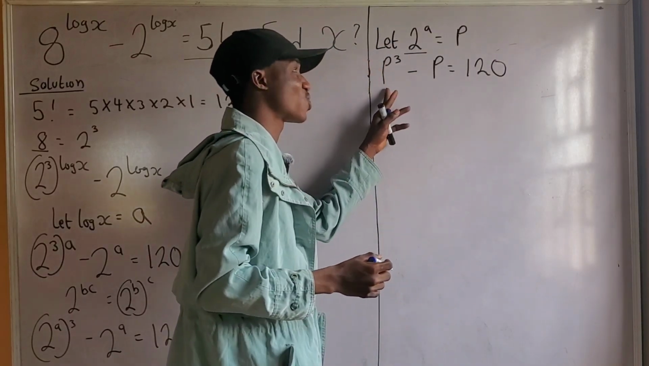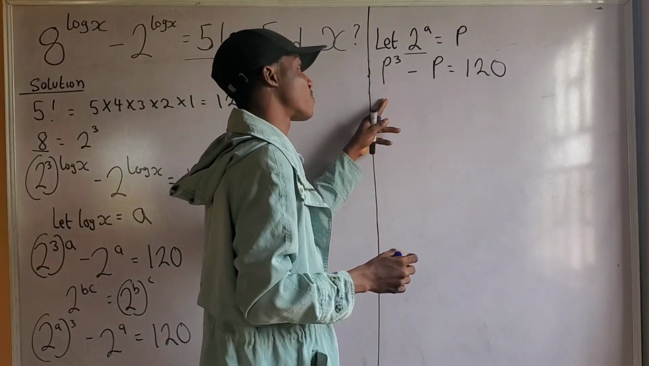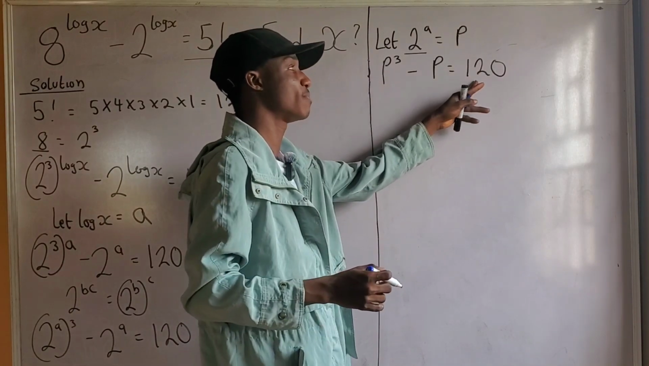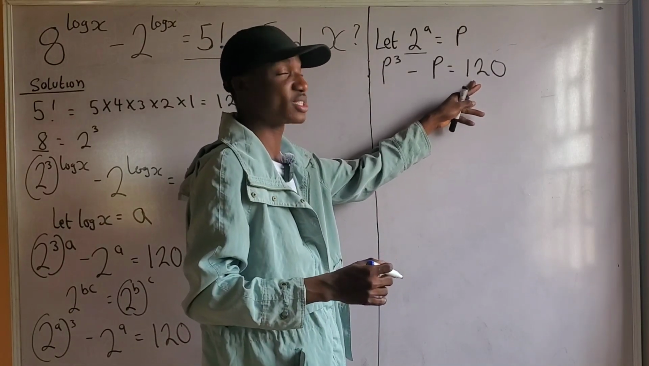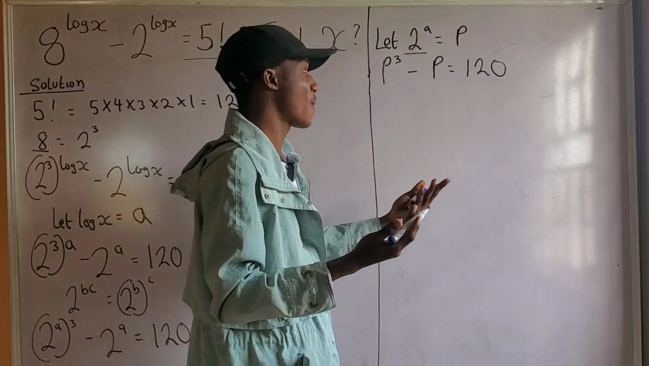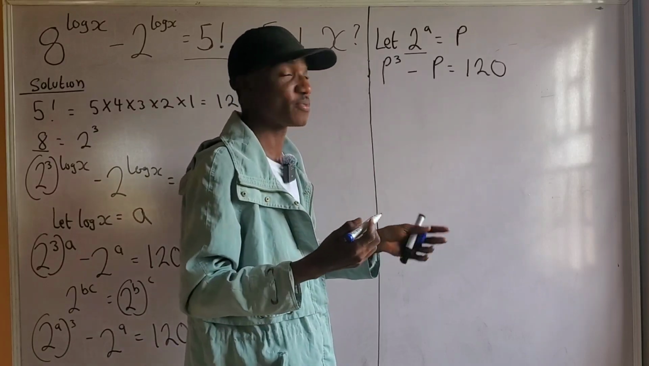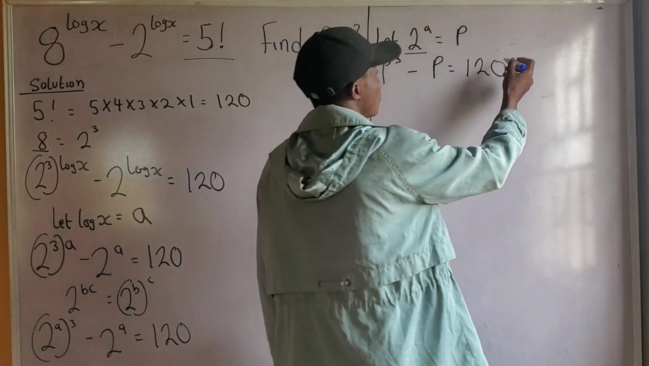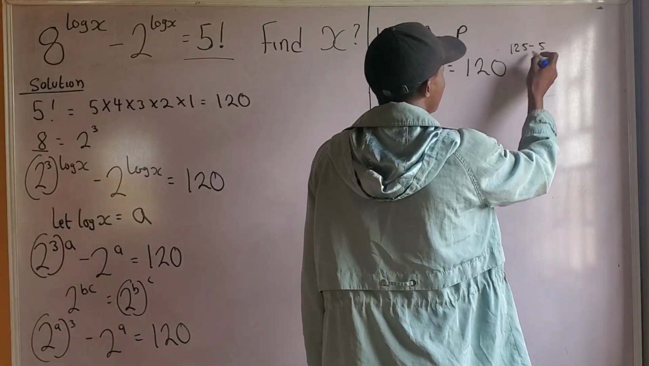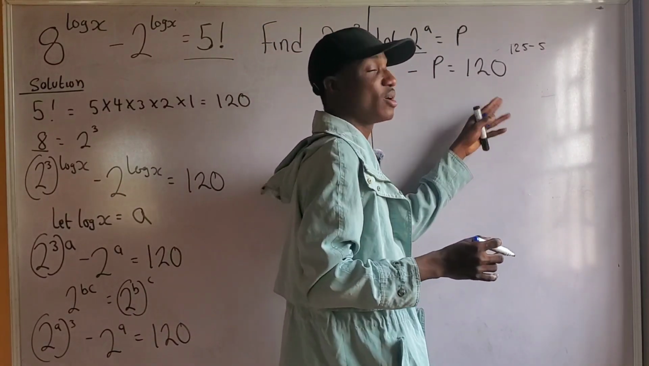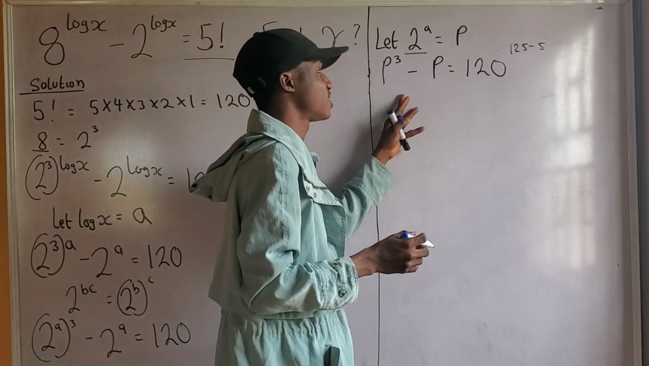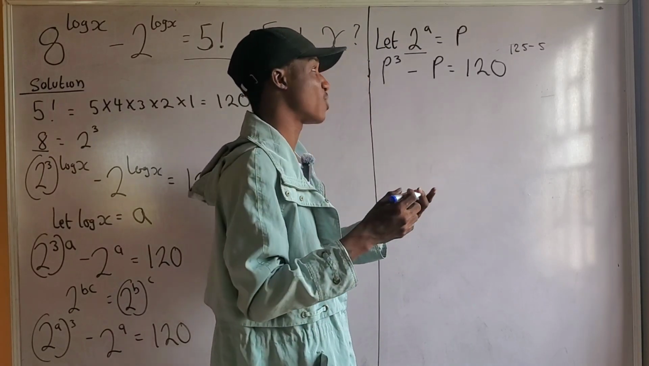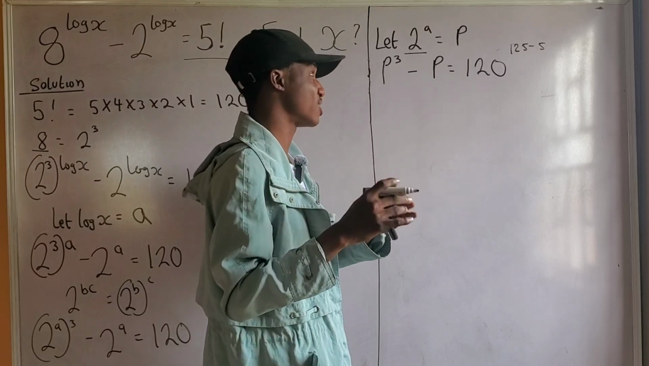Okay, now looking at this question, what value will p be to make me have 120 at the right hand side? Well, you can check for 5. 5 raised to the power of 3 is 125. So for this, I'm going to have 125 minus 5. This will give me 120. Do you know? But there is a way we can solve this. We can prove this without guessing. Do you understand? And that's what I want to do now. So please kindly pay attention.